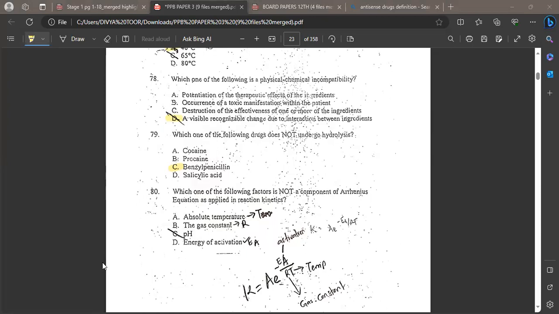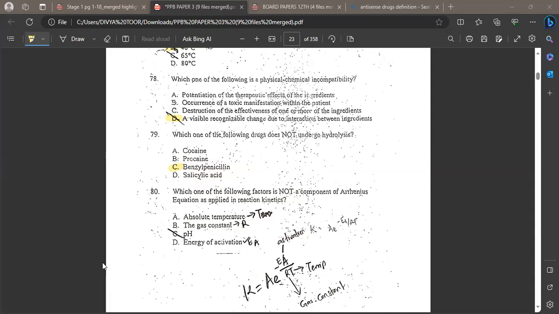I think she's correct. I think the answer should be salicylic acid, because salicylic acid is already a product of hydrolysis from aspirin. When we break down aspirin, we usually have acetic acid and salicylic acid as the byproducts, which are no longer active. So, what do you guys think?